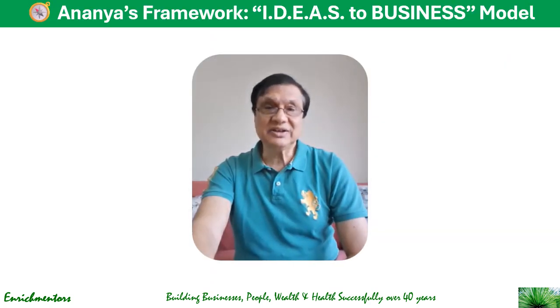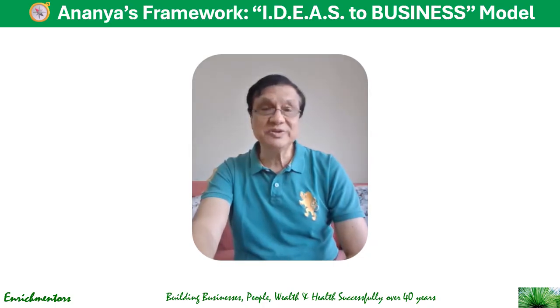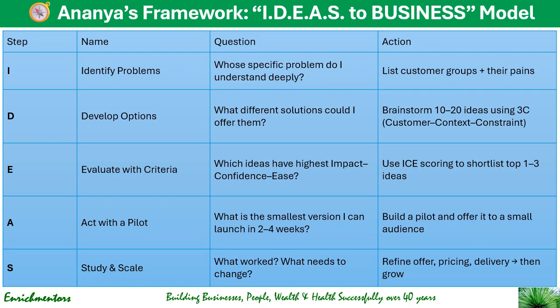So what was Ananya's framework that you can also use? It was ideas to business model. So it was to start with identifying the problems by asking questions like, whose problems can I understand deeply? Not what problems, whose problems. And then you list customer groups and their pain points. Then you develop options. What different solutions could I offer them? And you use the 3C framework to brainstorm 10 to 20 ideas. Then you evaluate with criteria: which ideas have the highest impact in terms of confidence, ease, and impact. And there she used ICE scoring to shortlist the top one to three ideas.